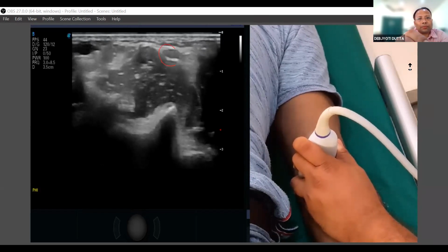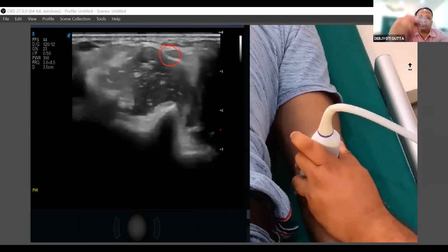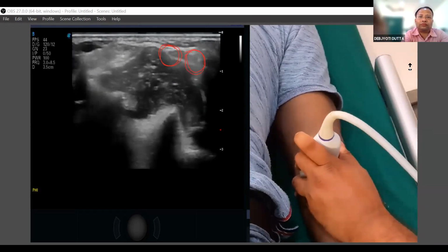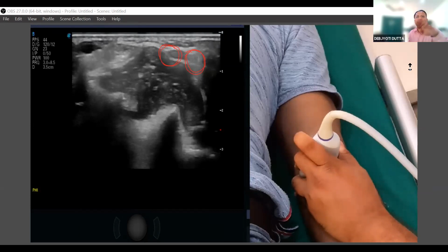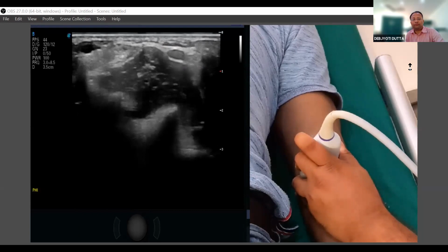brachial artery. And just by the side of the brachial artery, you can see another honeycomb structure. So let me do one thing. As it is a superficial structure, we are moving the focus up. Now you can see this honeycomb structure very clearly. This honeycomb structure. Can you see this? Just by the side of the artery. So what is this structure?